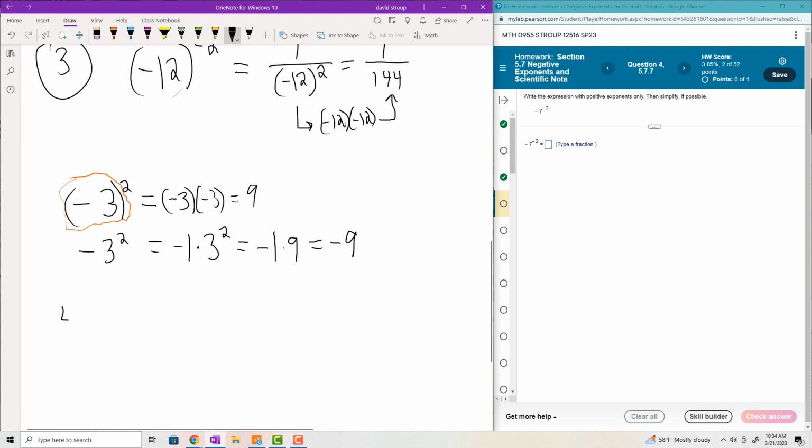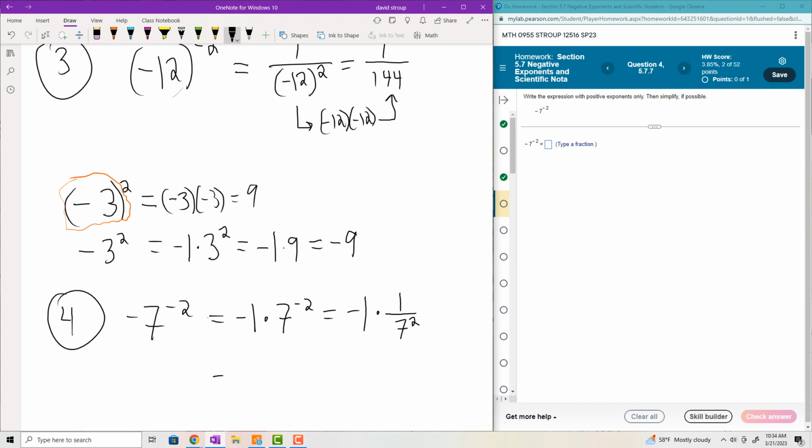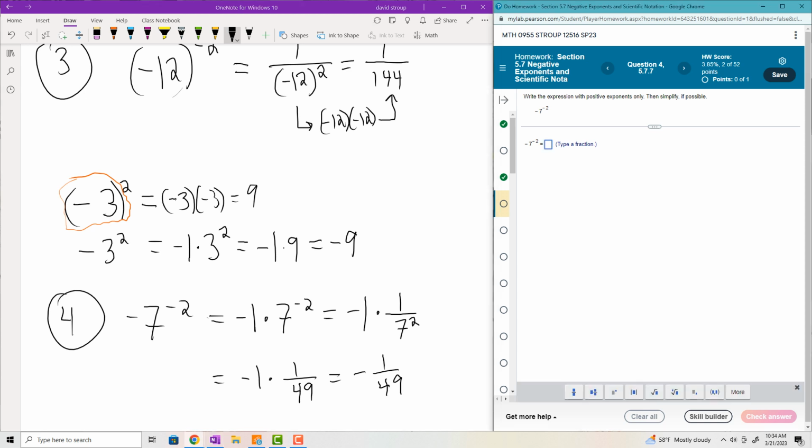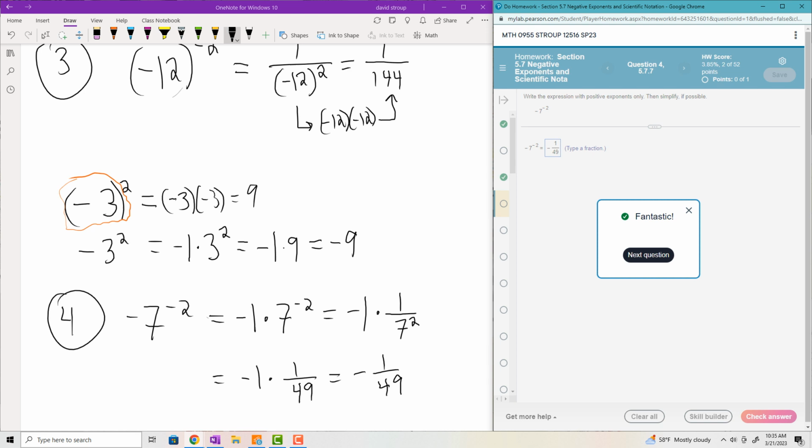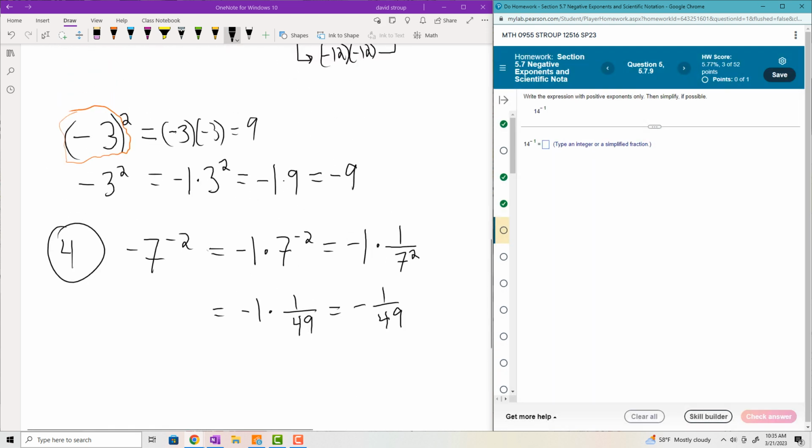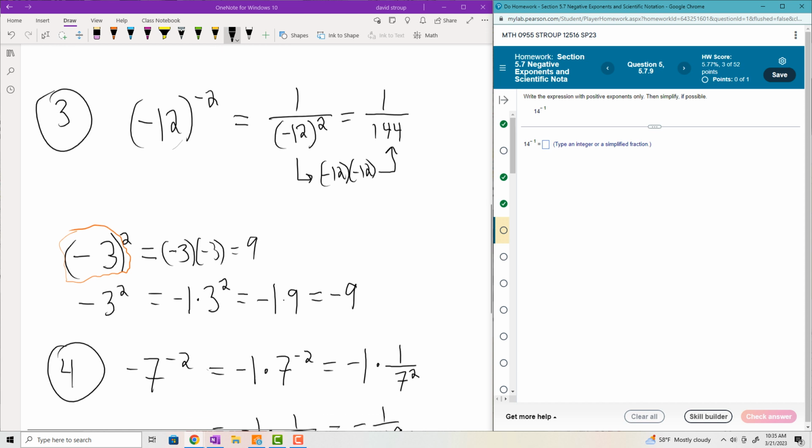All right, so in problem 4, we have negative 7 to the negative 2. What I would do is just rewrite it. Let's think of it as negative 1 times 7 to the negative 2. Then let's get rid of that negative exponent by dropping the 7 to the denominator. So negative 1 times 1 all over 7 to the positive 2. Then we have negative 1 times 1 over 49, and that will just be negative 1 over 49. In that case, the exponent does not affect the negative because the negative is not really in the base. You don't see those parentheses like you did in problem 3.